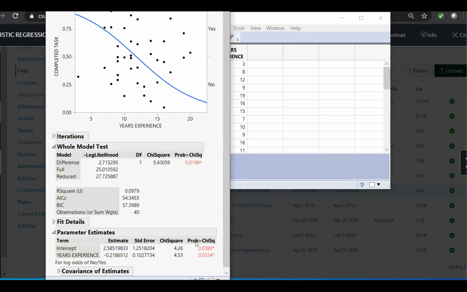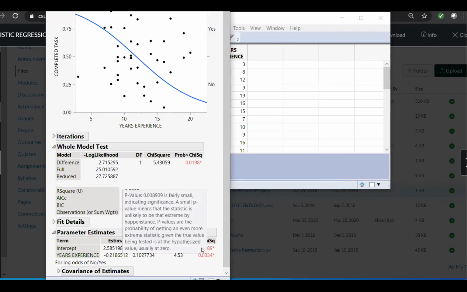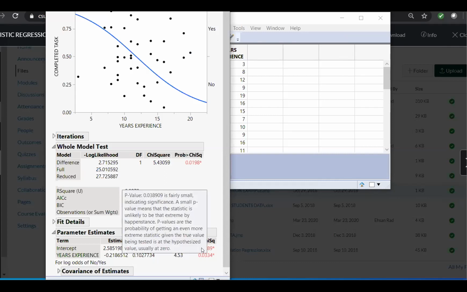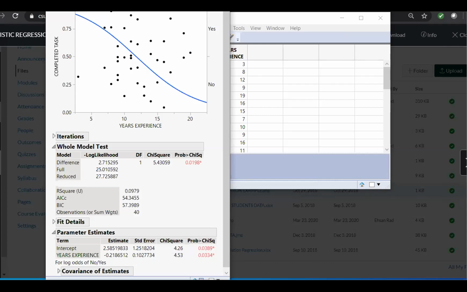So I look down here at the values of the model, p-values below 0.05. That's telling me that there is a significant association here. The more years of experience you have, the higher the likelihood of completing the task. That's what we expect to see here. The more experience you have, there should be a higher likelihood.